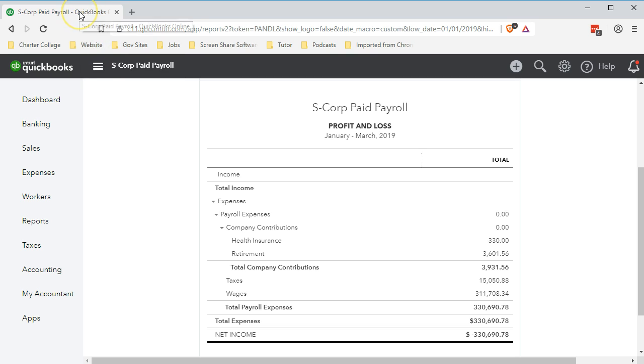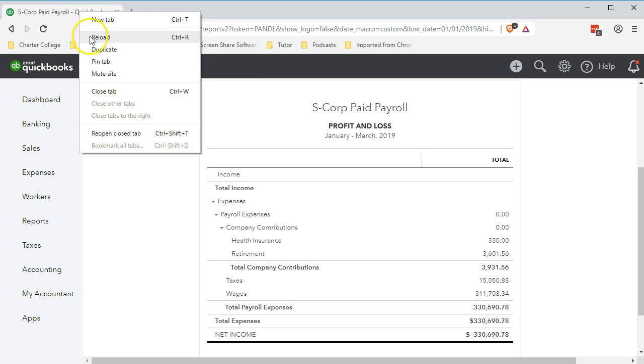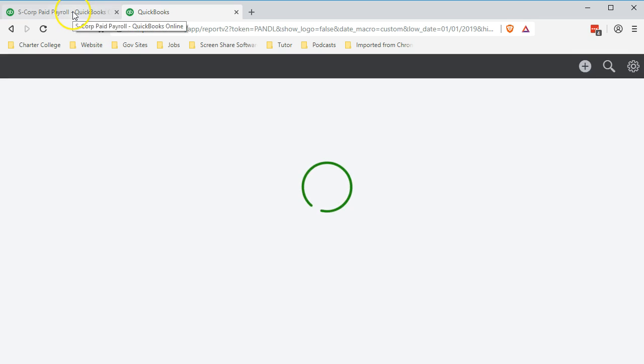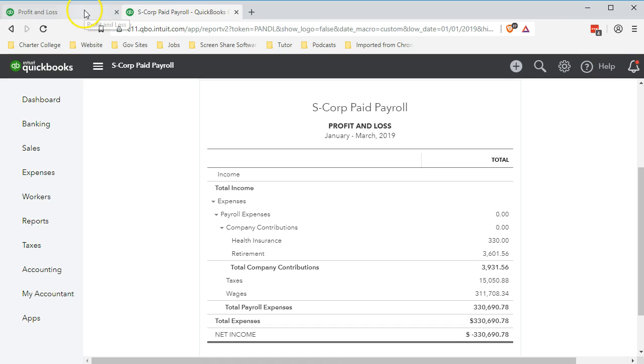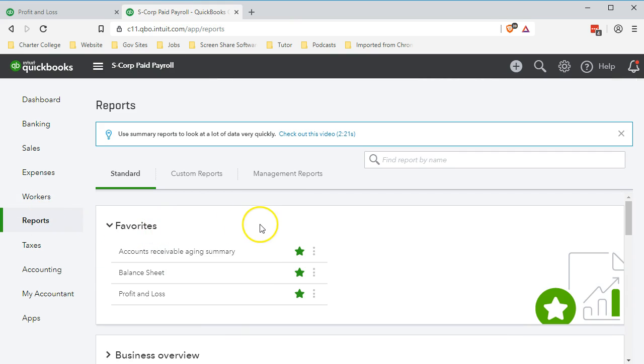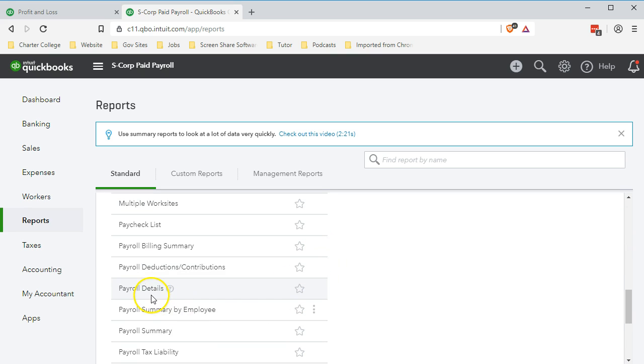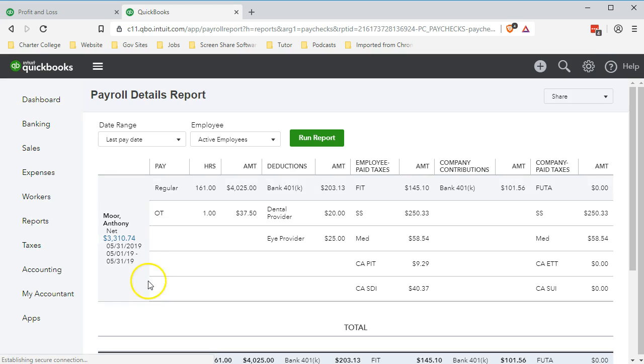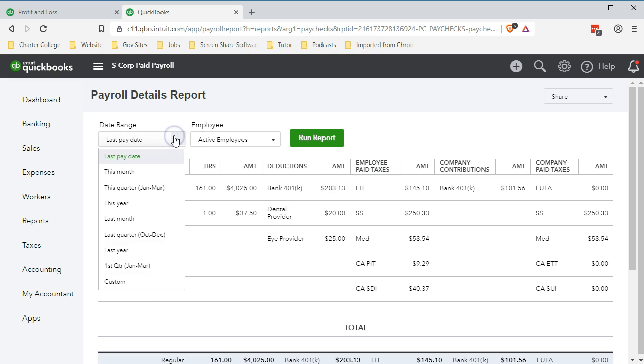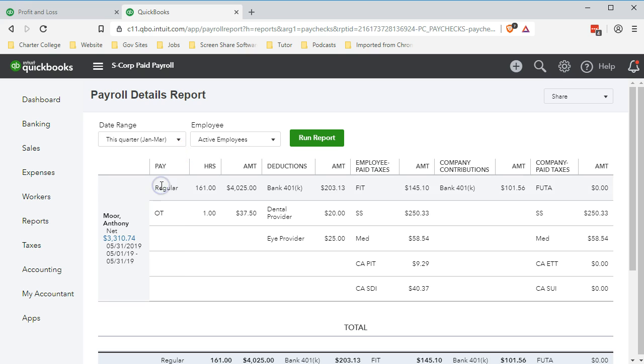So we're going to duplicate the tab up top by right-clicking on it, duplicate that tab, and pull the one from the left to the right. So now we have the profit and loss and a new tab. Then we're going to go down to the reports on the left side, scroll down to the payroll. Within the payroll reports, we want the payroll detail report. Then we're going to scroll back up top and change the date from the last date to the quarter. So we want this quarter, January through March, and run that report.